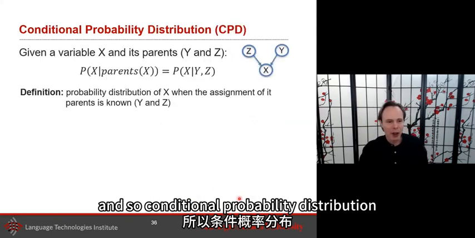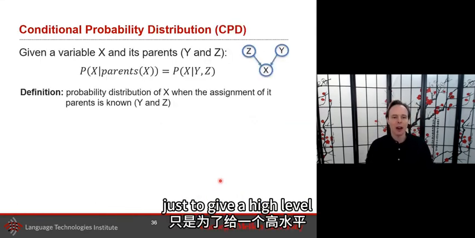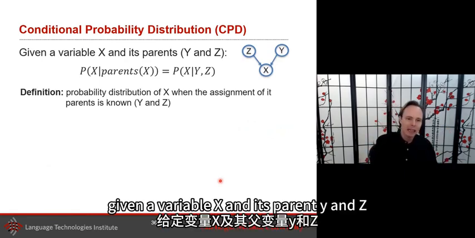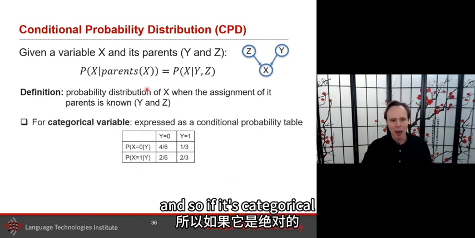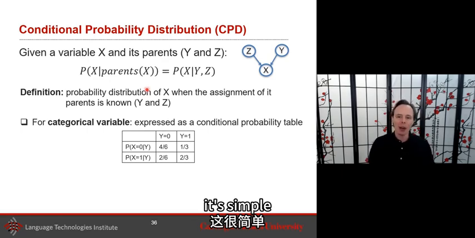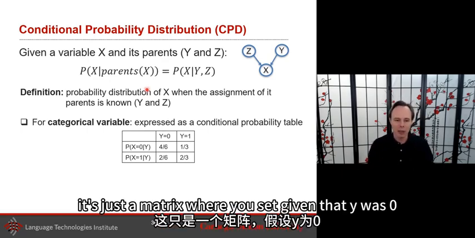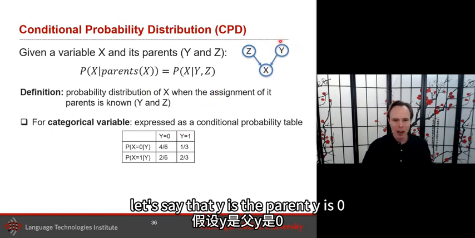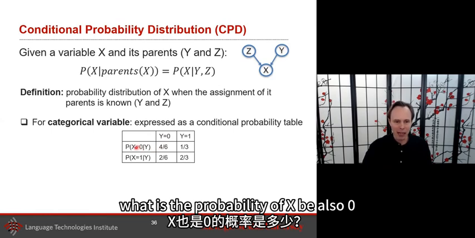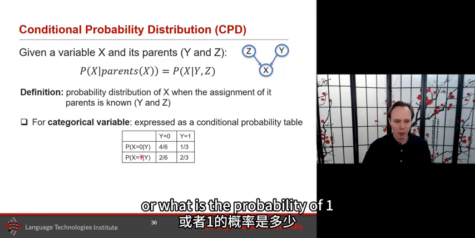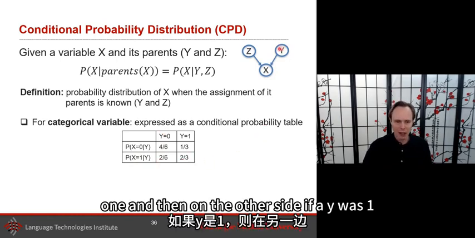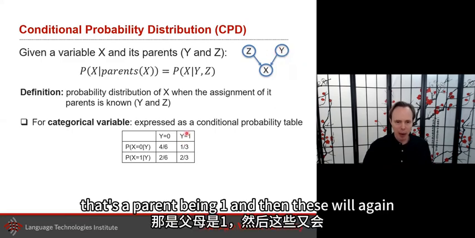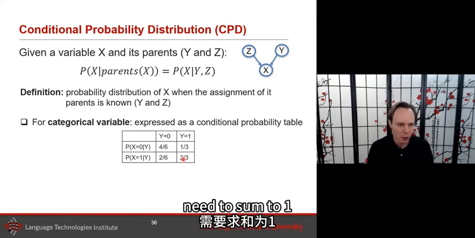For a conditional probability distribution, just to give a high-level view, take a variable x and its parents y and z. We have the conditional probability of x given its parents. If it's categorical, it's simple. It's just a matrix where, say y is the parent and y is 0, what is the probability of x also being 0? Or what is the probability of x being 1? As you know, these should sum to 1. And on the other side, if y was 1, meaning the parent is 1, then these will again need to sum to 1.